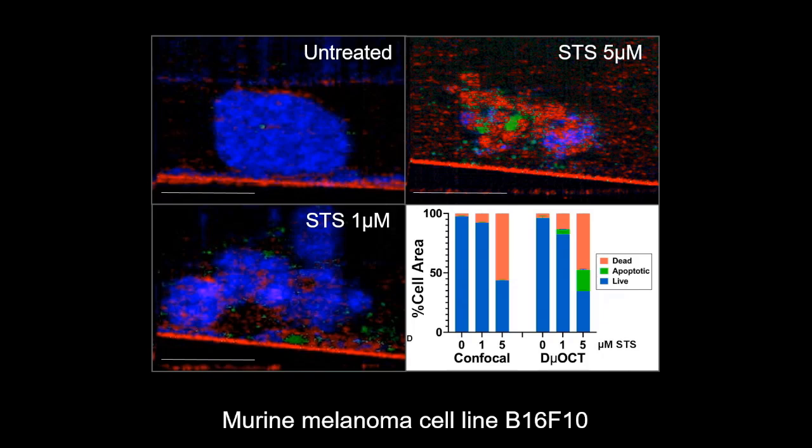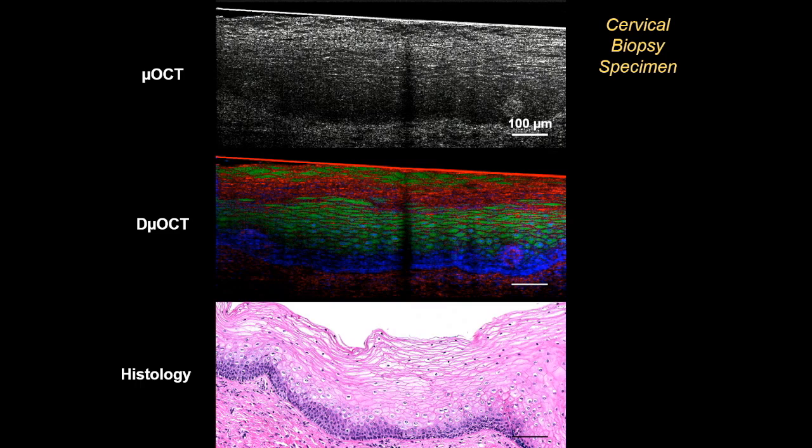But the advantage of dynamic micro-OCT is that the cells are still alive, whereas with the live dead assay, you have to destroy the spheroids. So we have a way to monitor the metabolic activity and keep the tissue alive, which is really important.